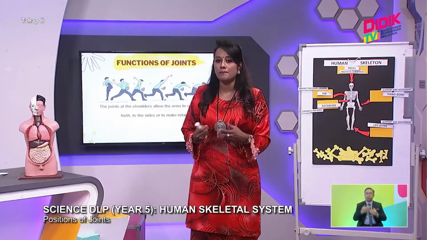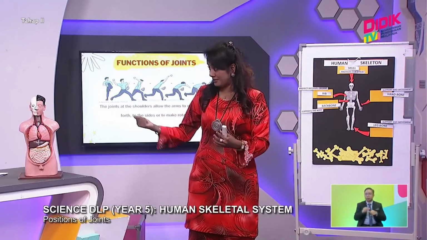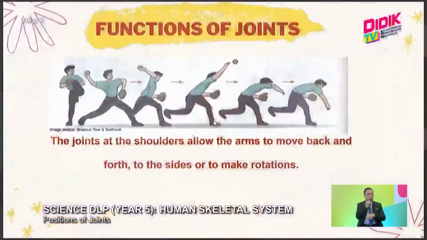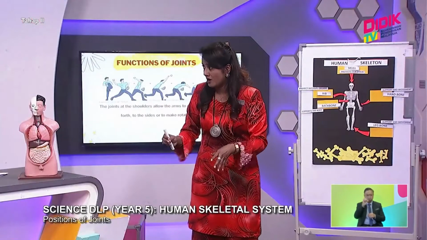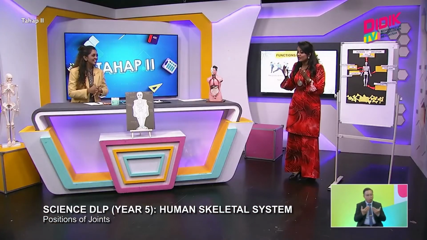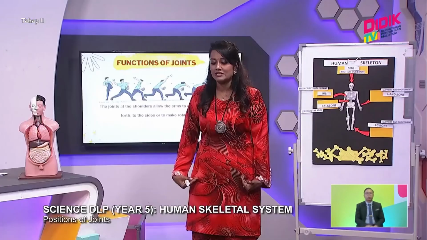Next, if you see people playing handball, rugby, whatever, they use their joints, even badminton. There's a joint at the shoulder that allows the arms to move back and forth, forward to the sides, to the rotations, everything. Basically movements, right? Joints always help us to move, not only bones. Let's say you just imagine if there is no joint, only got bones, what will happen? How are you going to sit without joints?